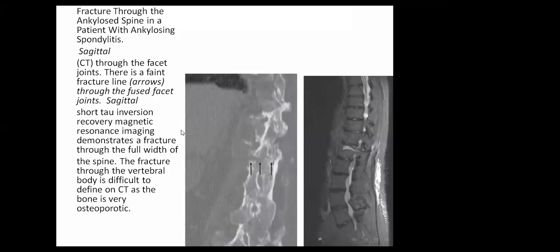Another MRI, sagittal section short tau inversion recovery, demonstrated the fracture through the full width of the spine. The fracture through the vertebral body is difficult to define on CT, as the bone is very osteoporotic. It's better seen on MRI.